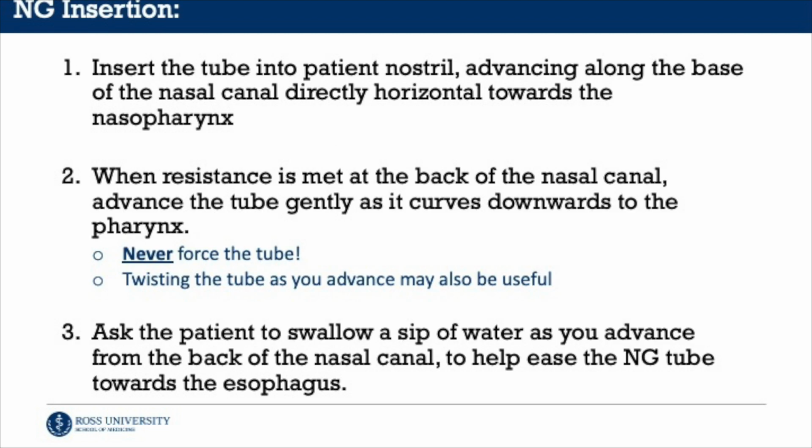The next component is the actual process of insertion. First, you're going to insert the tube into the patient's nostril, advancing along the base of the nasal canal, directly horizontal towards the nasopharynx. When resistance is met at the back of the nasal canal, advance the tube gently as it curves downwards to the pharynx. Remember, never force the tube if meeting significant resistance. Twisting the tube will also help as you advance.